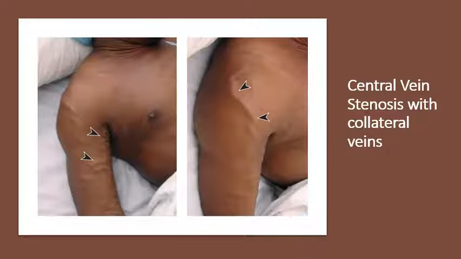Here you can see there are also collateral veins. There is a swelling of the arm with the presence of collateral veins in this arm including the AV fistula. This usually occurs if there is central venous stenosis. What is meant by central venous stenosis?